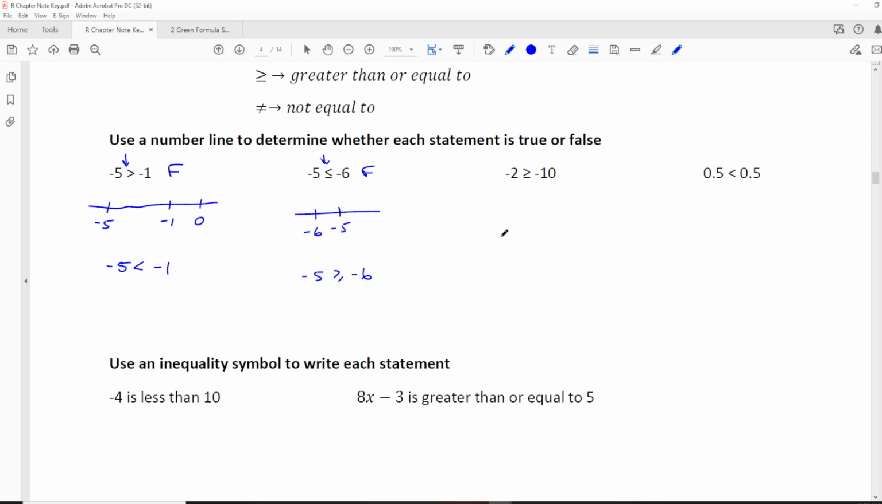All right, if you feel like you're ready, pause the video, give these ones a go. So we're just reading if they're true or false. So is -2 bigger than -10? Well, -2 is up here, -10 is down here, so -10 is smaller.